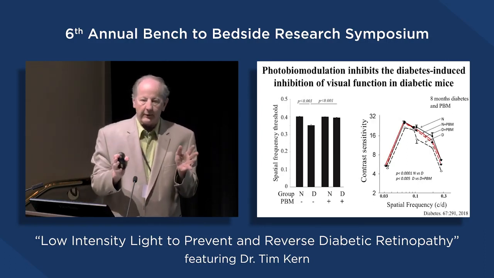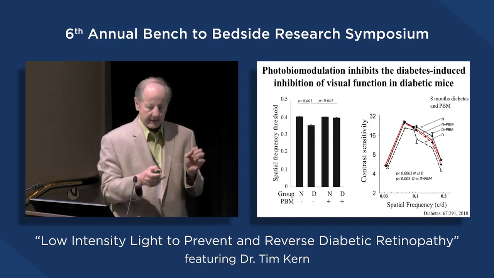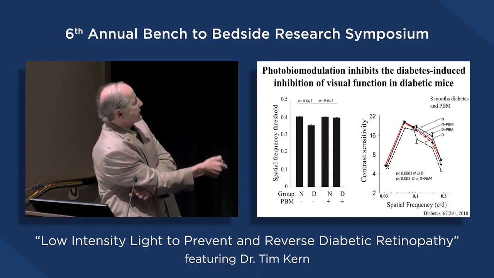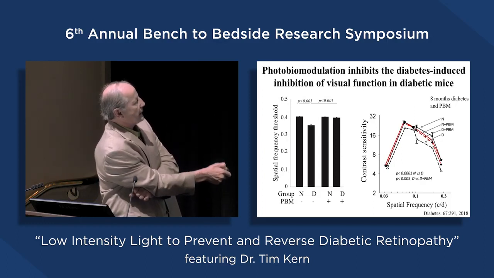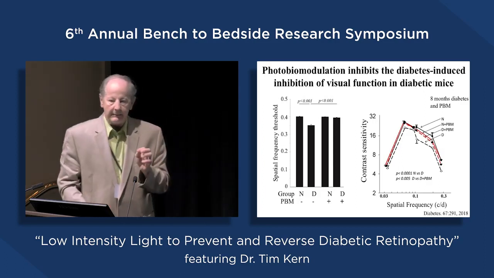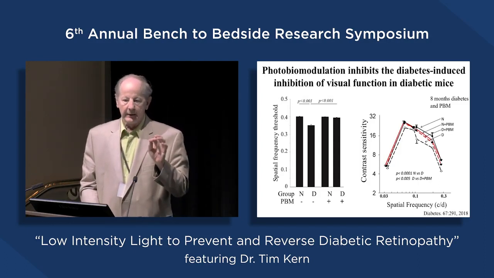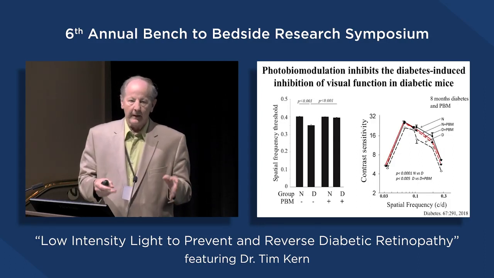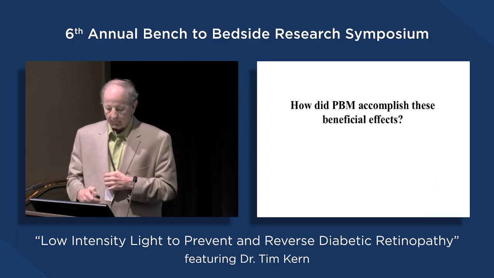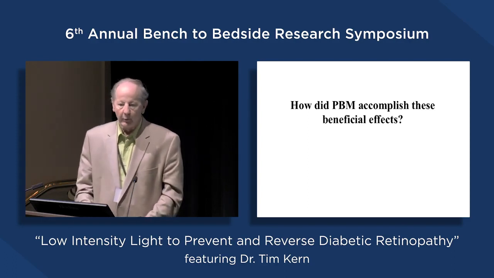Mice are not known for the quality of their vision, but nevertheless the biochemical processes are the same. Spatial frequency threshold is the mouse equivalent of visual acuity, and this is the standard contrast sensitivity. In both cases, diabetes of 2 months or 8 months duration significantly inhibited visual function, and light therapy totally prevented that in the diabetic animals. So the question is, and this comes back to the voodoo, how does this happen? We don't know.